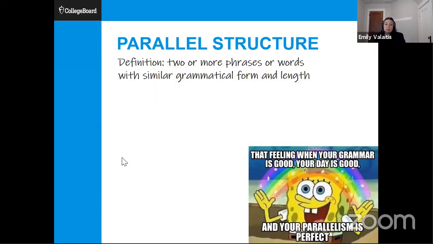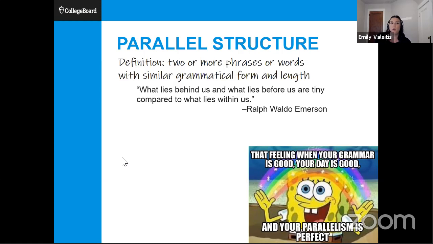All right, and then the last one we're going to look at is parallel structure. That is when two or more phrases or words have similar grammatical form and length. And I want to encourage you to really focus on grammatical. That's the key here. So let me give you an example first.